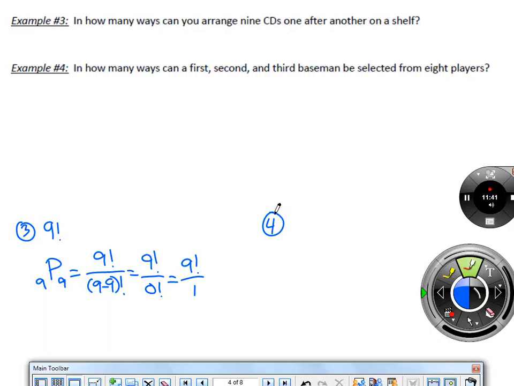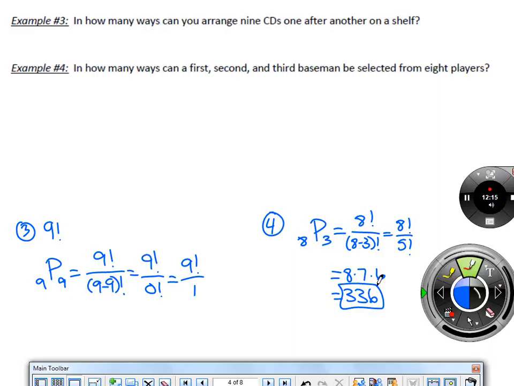I see Savannah and I see Kenny, Lauren. Good. There's 8 players. I'm choosing 3 of them in a distinct order. Okay? And so that would be 8 factorial over 8 minus 3 factorial, or 8 factorial over 5 factorial, which is only going to leave me with the 8 times 7 times 6 part of my calculation. Okay? Which is 336 ways. If I had no opinion on who I thought was a better first, second, or third baseman, right? This is like a random selection kind of idea.